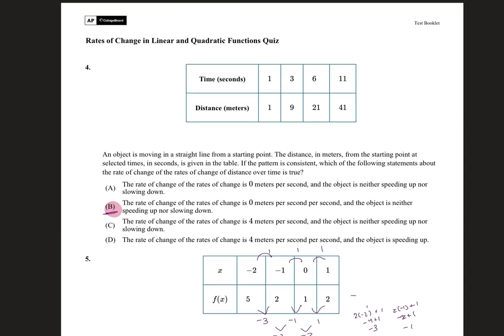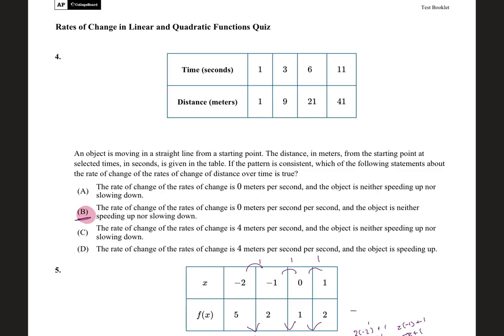All right, 4. It said an object is moving in a straight line from the starting point. The distance in meters from the starting point at selected times in seconds is given by the table. If the pattern is consistent, which of the following statements about the rate of change of the rates of change of distance over time is true? Most important part is it said straight line. If it's a straight line, what's true about my rate of change?